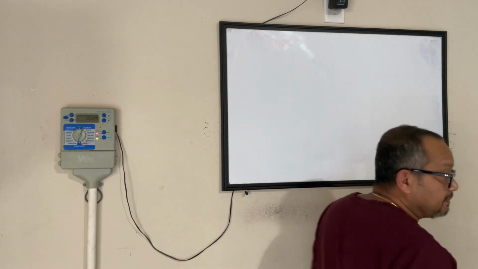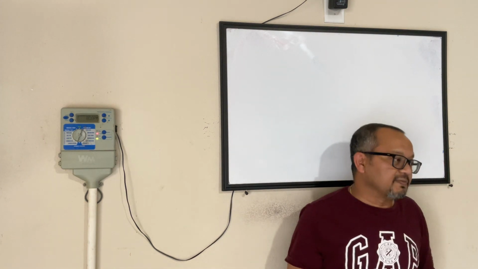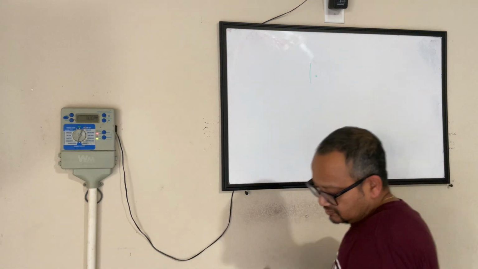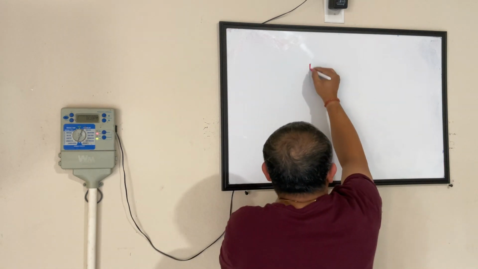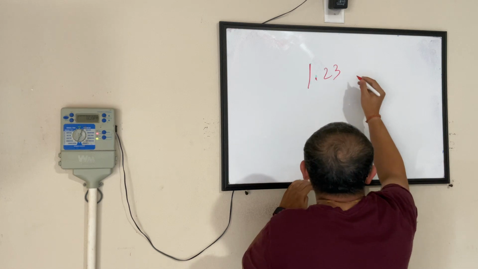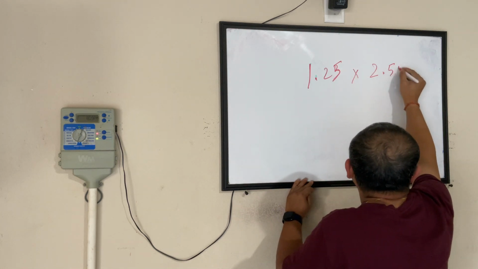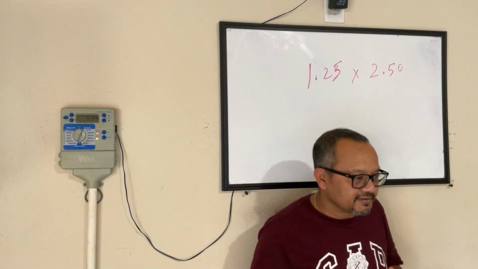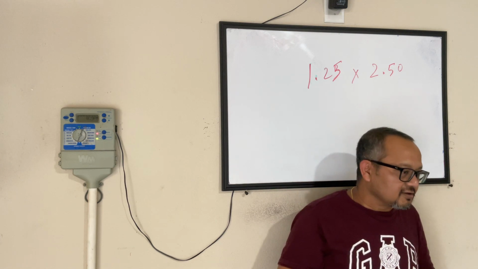Decimal multiplication. We are going to learn how to multiply decimals. If I say multiply 1.25 with 2.50, who knows how to multiply it? Do it.